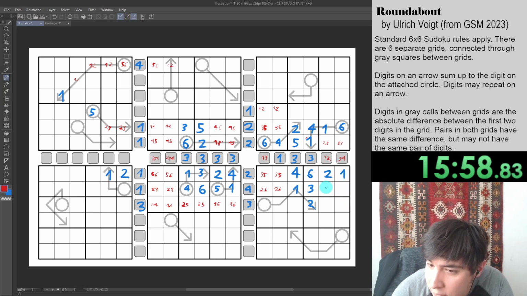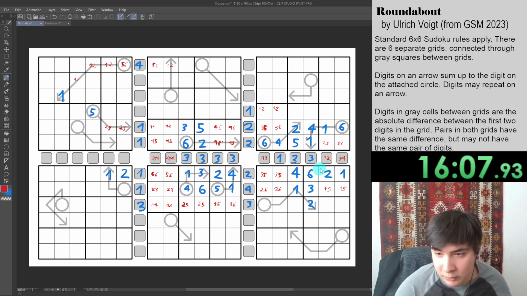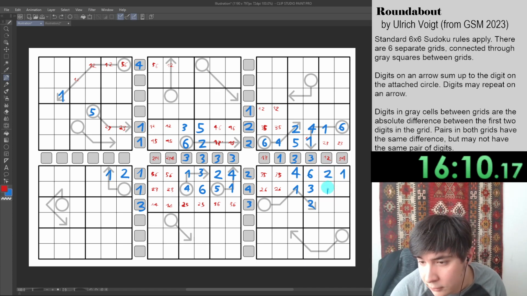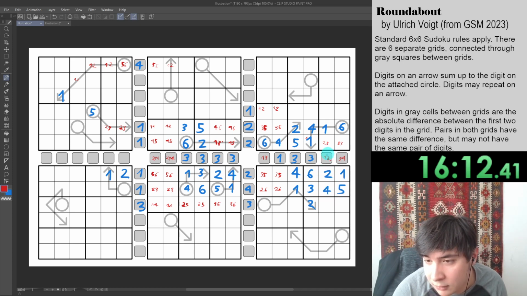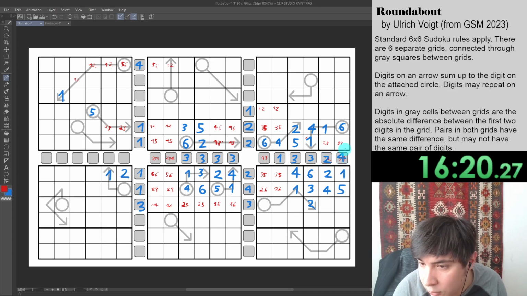So all's good there. And we have a 4, 5 pair. But we got to resolve it to 4 on the left and 5 on the right because this is only either a 1 or a 2. So 2 is the minimum. And 4 goes over here. That makes this a 2, this is a 3.